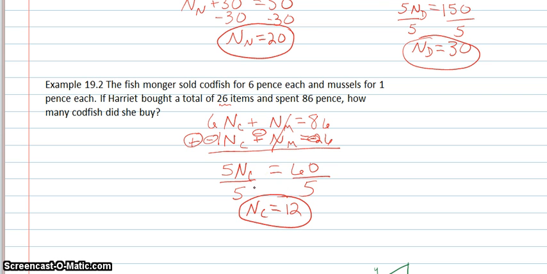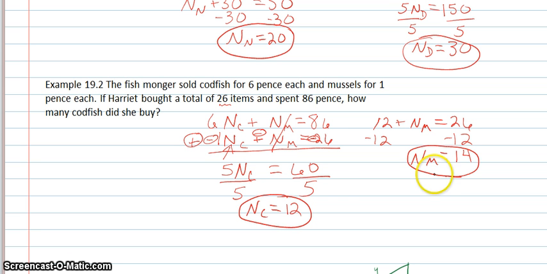Okay, but I still need to find out what the number of mussels was. So I'm going to put that into this first original equation here. So 12 plus number of mussels equals 26. And I'll just subtract the 12. So the number of mussels is 14. So we found the number of codfish bought and the number of mussels, but it says how many codfish, so we really only needed to find this number here.